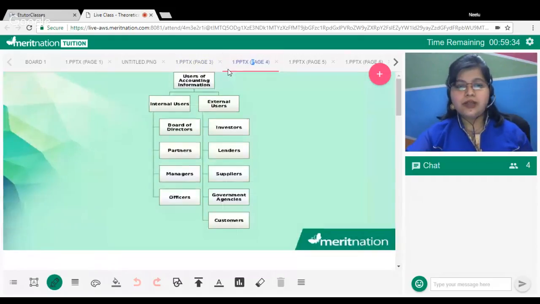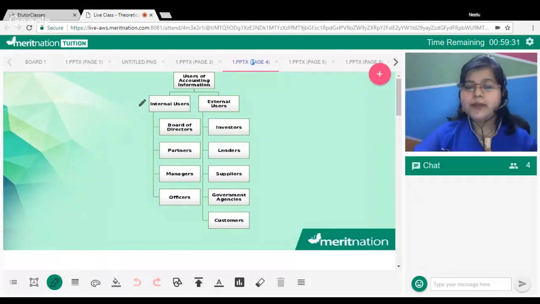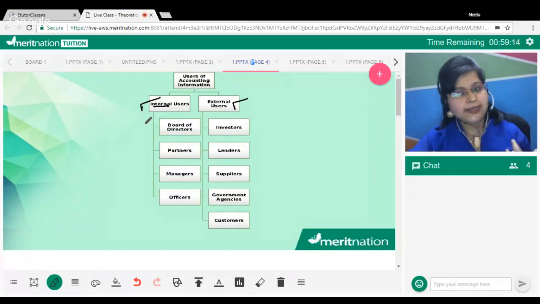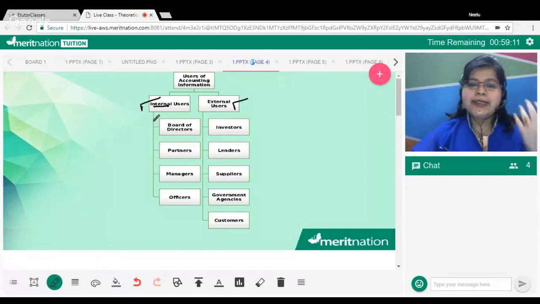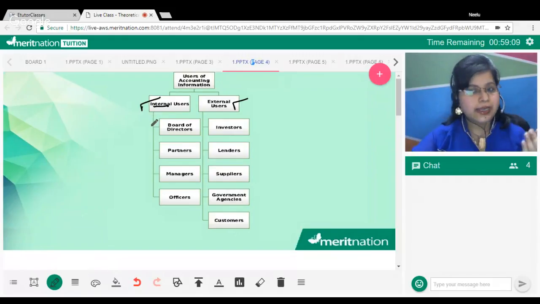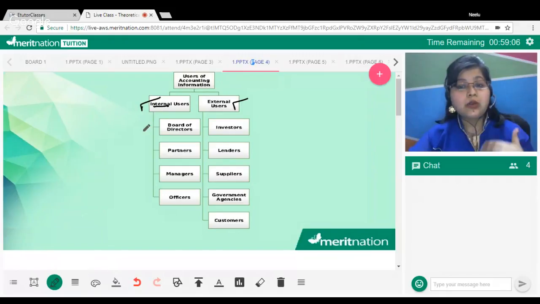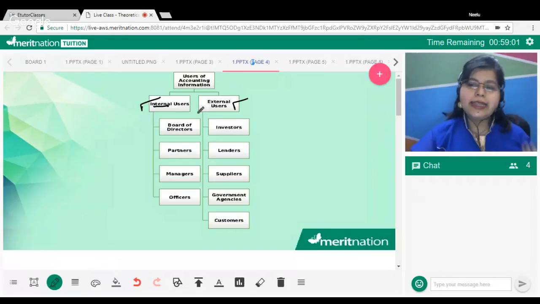Now, users of accounting basically means all the people who are interested in knowing about the organization's work. So, users of accounting information may be both internal users or external users. Internal basically means those people who are inside the organization, whereas external users mean people who are outside the organization but which may require the financial statements or the financial information for any decision making that they want.